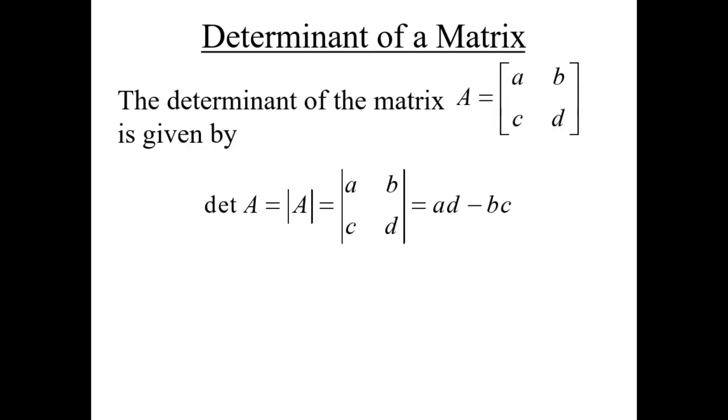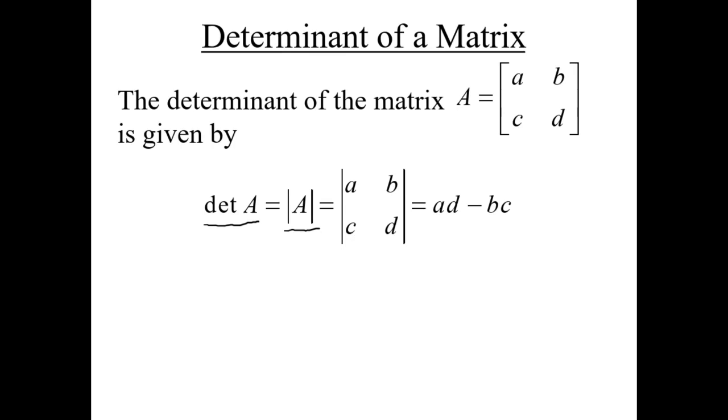So first off, if we have a 2 by 2 matrix, for the determinant of this matrix we have a couple different notations. First of all, det A, that's one way of doing it. This looks like the absolute value of A. It's not, it's the determinant, but that's what it looks like.